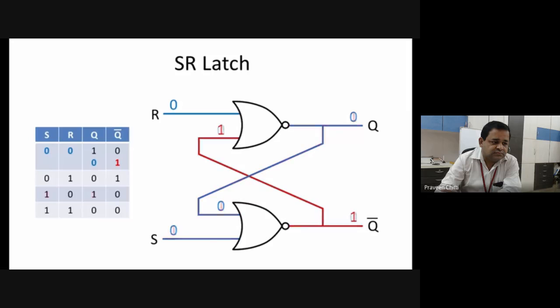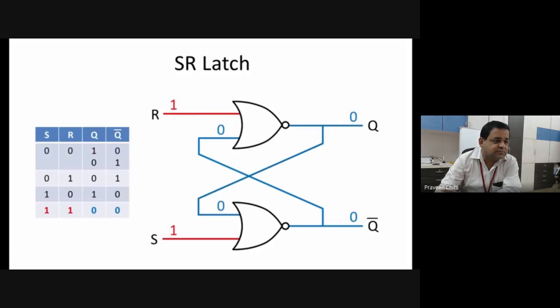A set pulse is applied. S is 1 and R is 0. The output Q becomes 1 and its inverse becomes 0. The set pulse is removed. S is 0 and R is 0. Output Q is still 1 and not Q is, of course, 0.